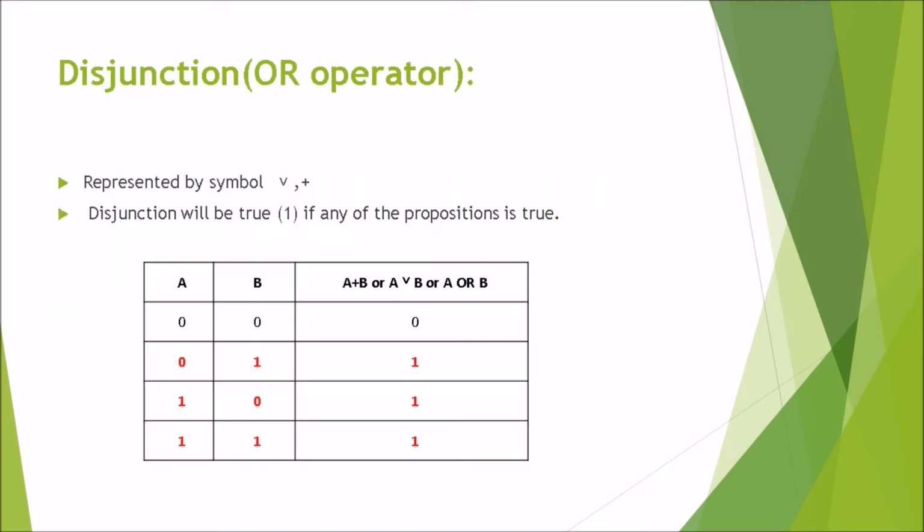First we'll talk about disjunction, or the OR operator. It is represented by these symbols. Disjunction will be 1 or true if any of the propositions is true. Now in the following truth table, in the last 3 rows at least one proposition has a true value, whereas in the first row both propositions have zeros. That's why in the output column for the first row it is 0 and for the rest it is 1.